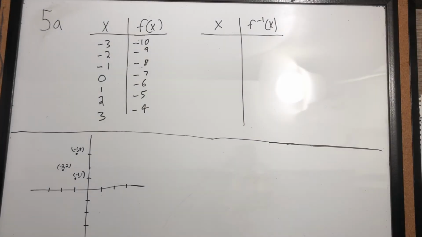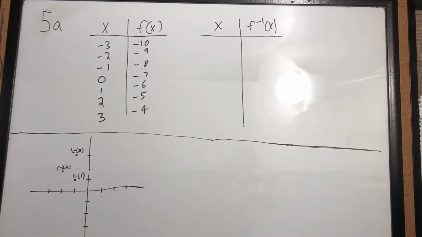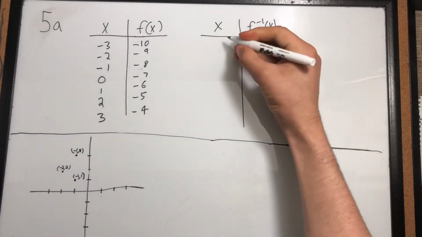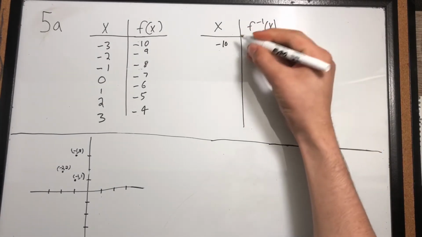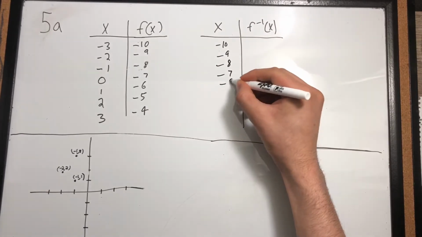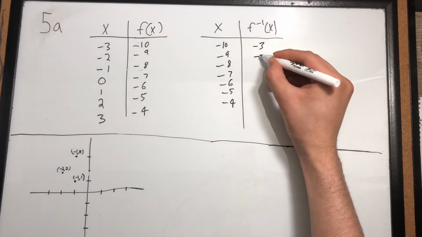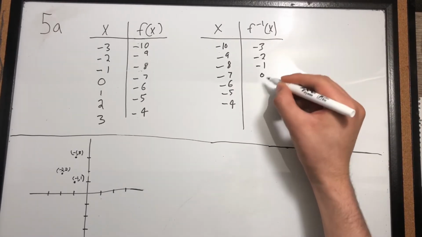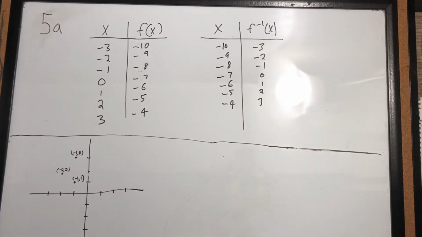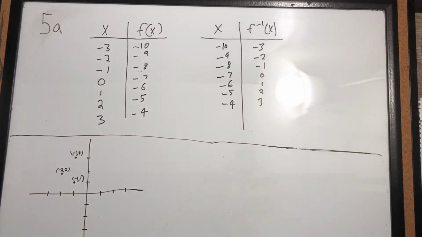I'm going to explain target 5a. So pretty much I have to explain how to find an inverse function from a graph and a table. So from a table, it's pretty easy. What you're going to do is just switch the x and y value. So I'll do that real quick. Okay, so that's all you have to do. And now this is the inverse of this.